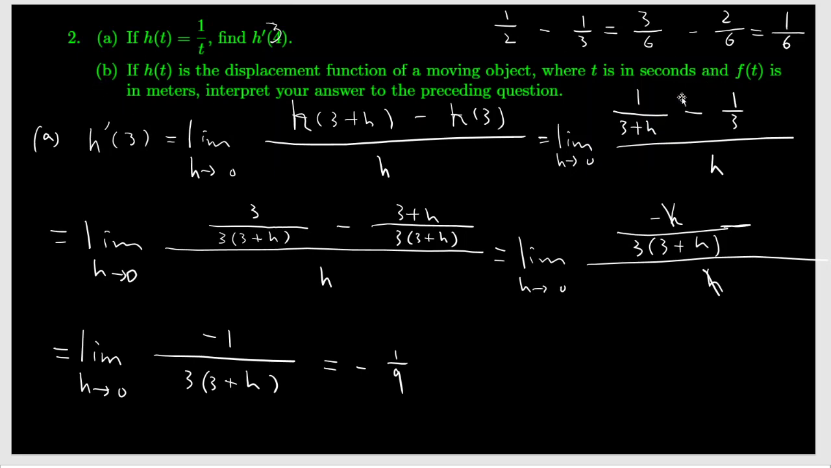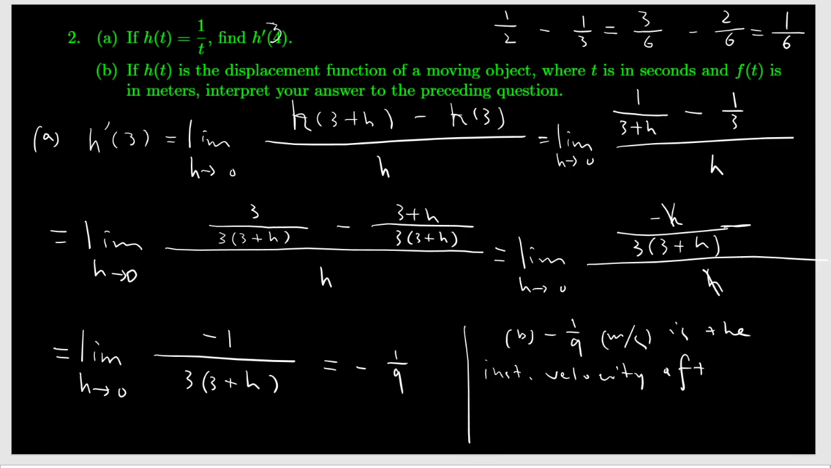After getting this, you know how to answer question B. To answer question B, I will try to answer it in a slightly different way. So negative 1 over 9 meters per second is the instantaneous velocity of the object after how many seconds? After 3 seconds, right? That's the interpretation if the function is interpreted as the displacement function.